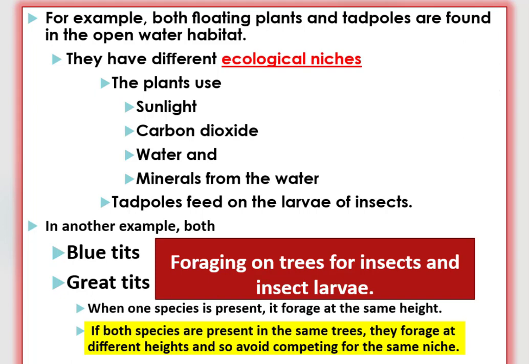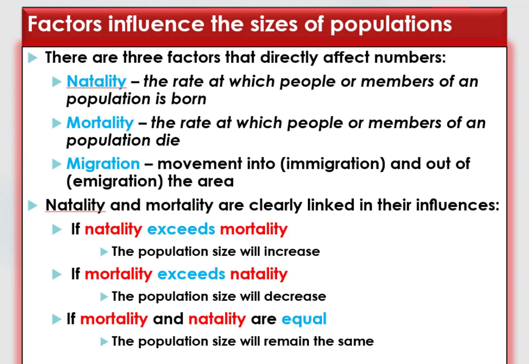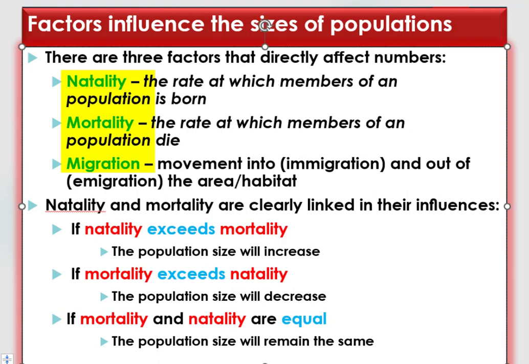What are the main factors that influence the density or sizes of populations? As we have said, a population is all the individuals of a certain species in a certain habitat at a certain time. Anything which influences these members clearly affects the sizes of population. There are three factors that directly affect numbers or densities of population. These are natality, mortality, and migration.